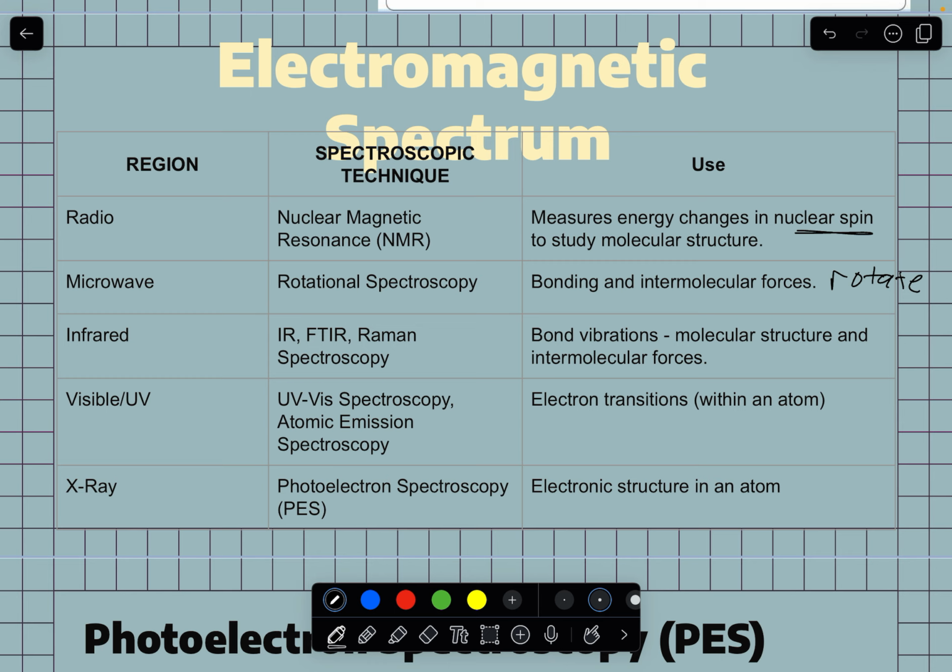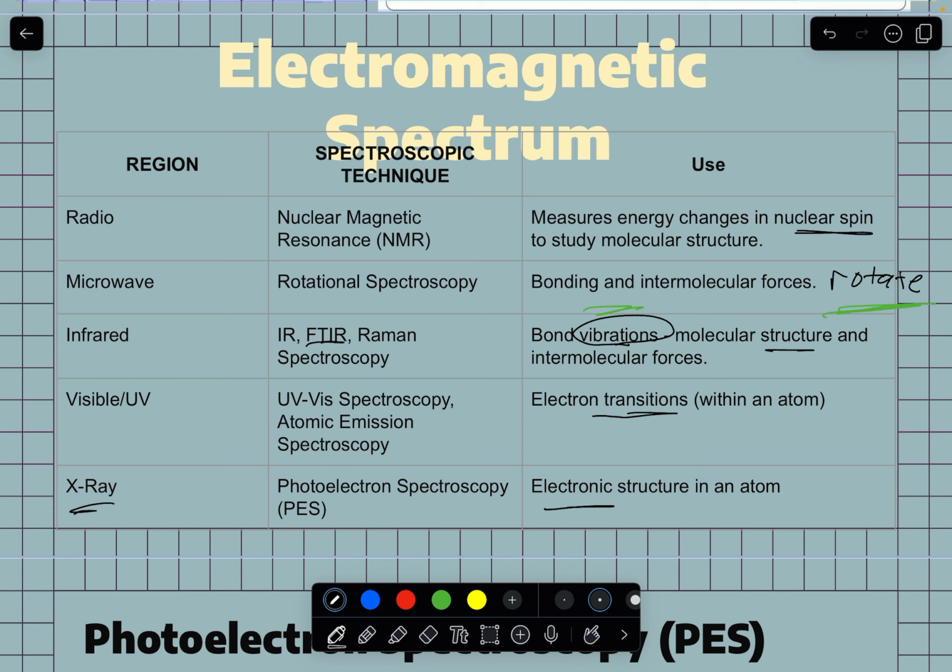Infrared is for infrared spectroscopy and Raman spectroscopy. These make bonds vibrate. So bond vibration tells you molecular structure. So we have rotation, we have vibration, okay? With UV or visible light, this is UV-vis spectroscopy or atomic emission spectroscopy. This transitions the electrons. That's excitation or relaxation, right? And then X-rays and photoelectron spectroscopy, we'll talk about that in a minute, tells you the electronic structure in an atom. Okay, so these are good to know.